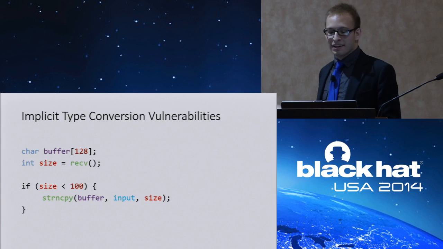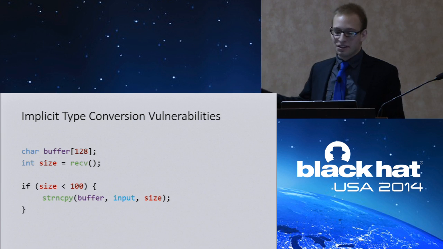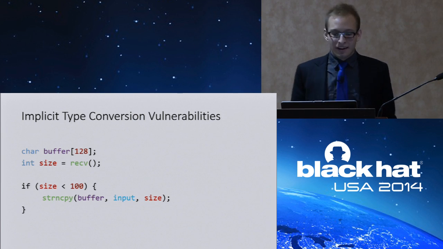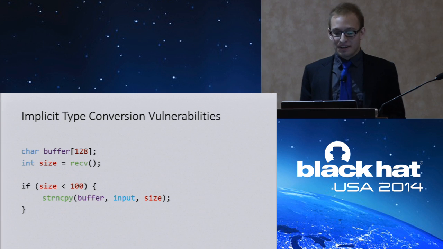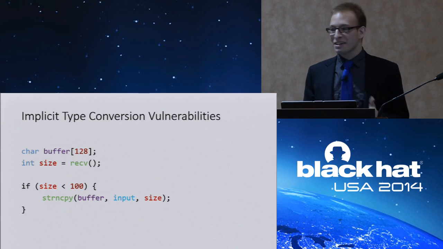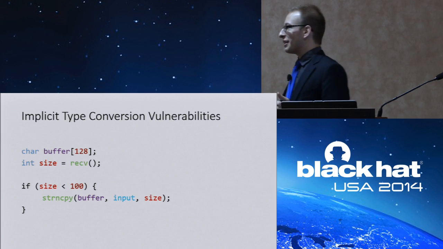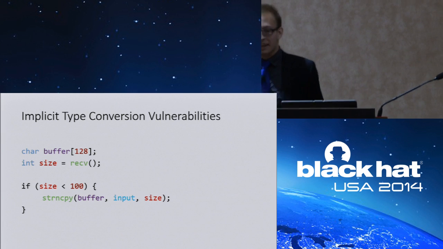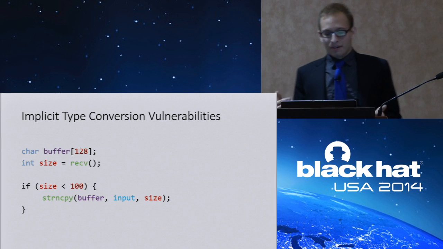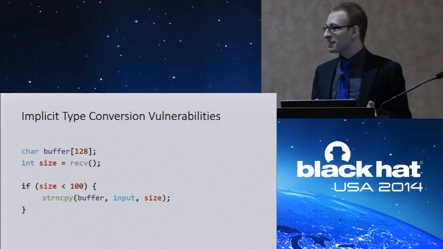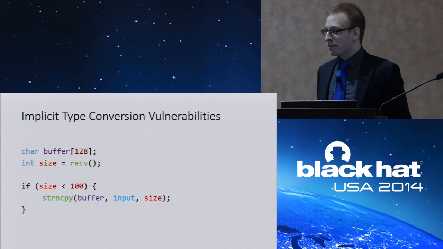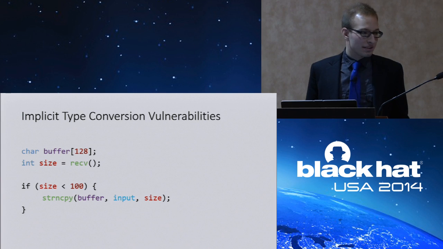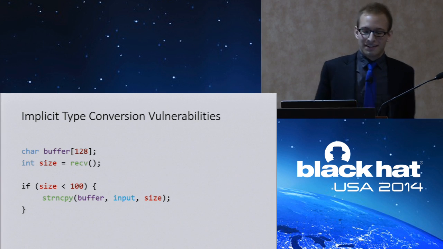But the problem is size is a signed integer. 100 is a signed integer. But the third parameter to strncpy is an unsigned integer. So if the user passes a very large integer in over the network, the signed integer will be cast to an unsigned integer, and we're going to have a very large copy into buffer, causing a buffer overflow. Does that make sense? Okay.